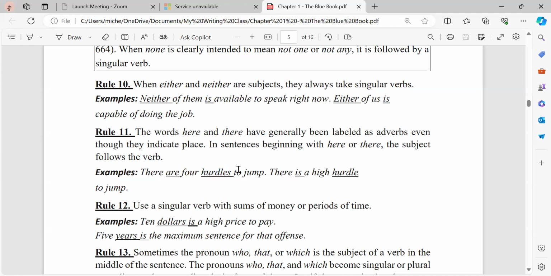So hurdles. Hurdles is a plural subject, and that's why we are using "are," which is a plural verb. And for "although," it is a singular subject, and that is why we are using a singular verb as well.